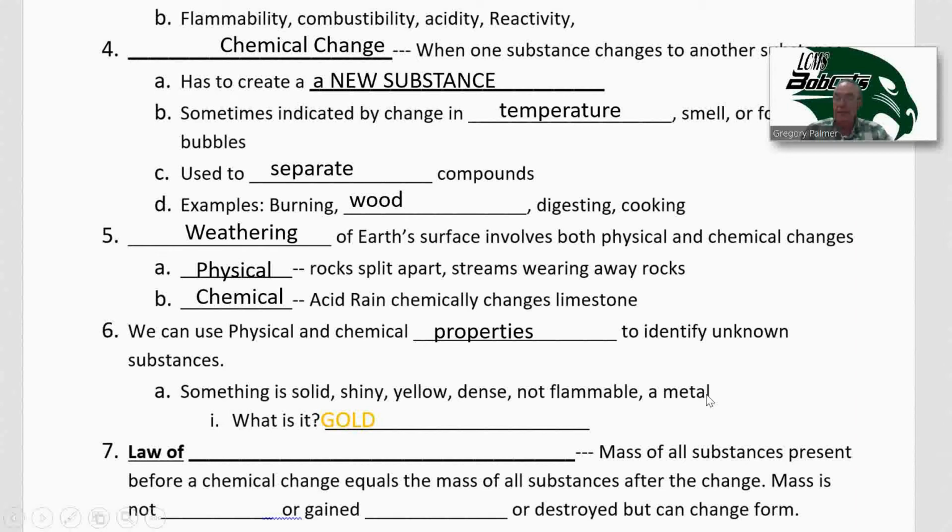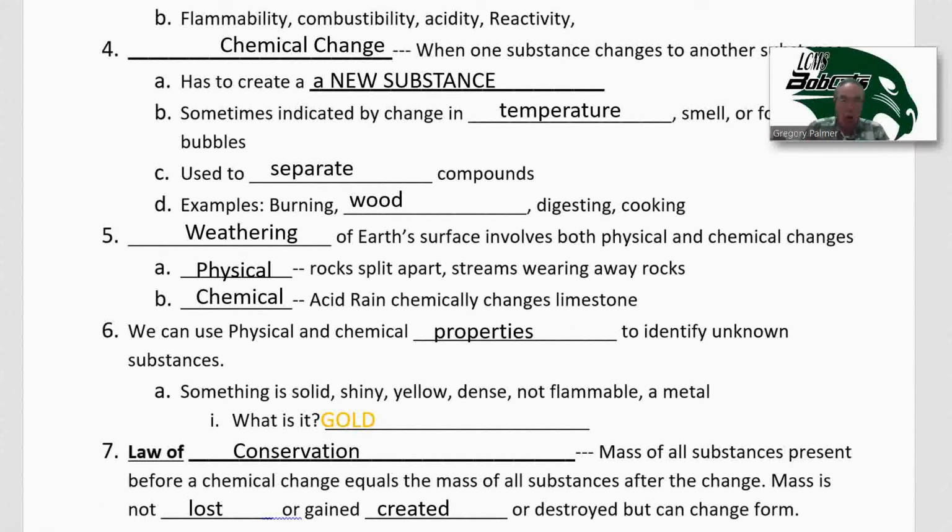Okay? And the last thing to review on this page is the law of conservation of mass. Okay? So it says the masses of all the substances present before a chemical change equal the mass of the substances after. Mass is not lost or gained, created or destroyed. So what that's saying is when you burn the wood, the atoms don't disappear. They're in the ashes, they're in the smoke.